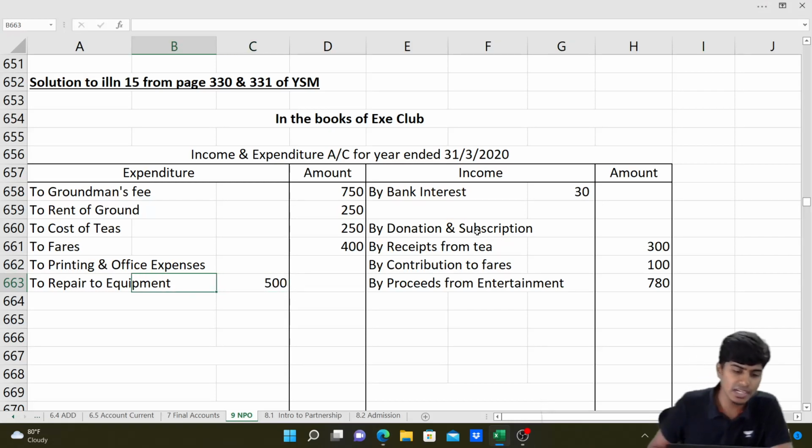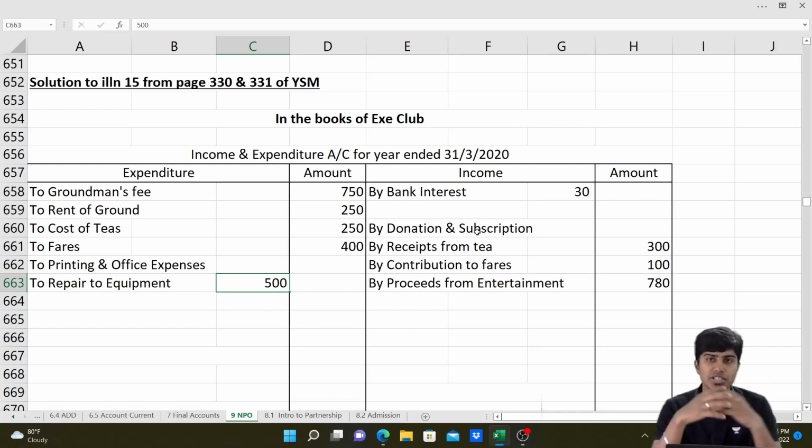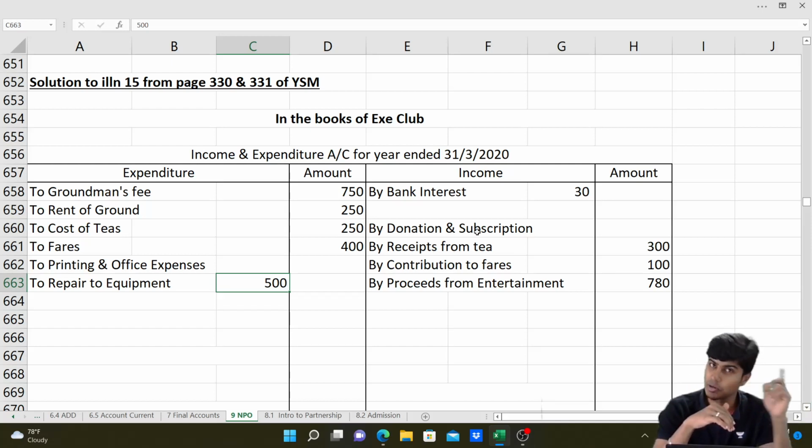Sir, what exactly would be the adjustments for this repair to equipment? Let me tell you what would be the adjustment for this 500. It's very simple. 500 is the amount paid and the check is cleared. There are checks issued but not cleared, opening as well as closing. The checks which are issued but not cleared on the opening date, these are previous year's expenses which got cleared in the current year. So payment is in the current year but it belongs to previous year. So you deduct that from 500.